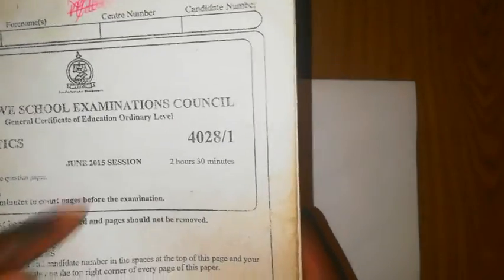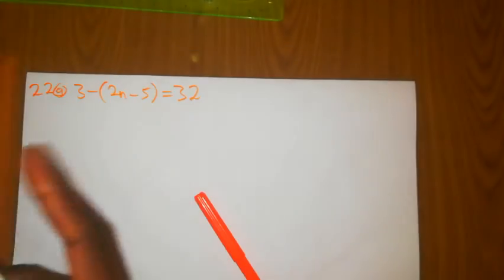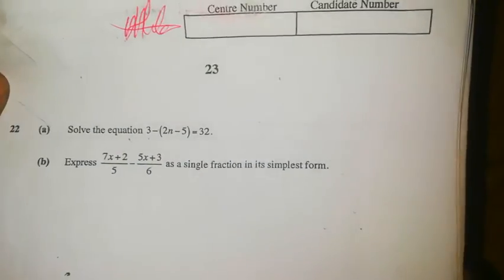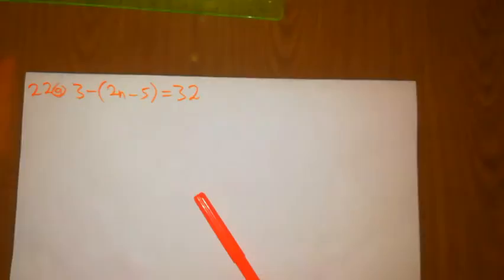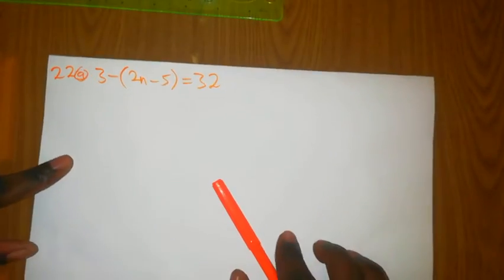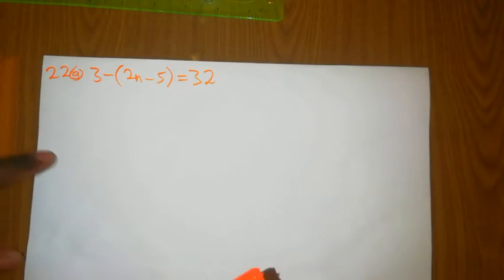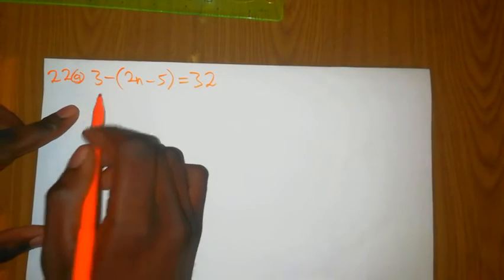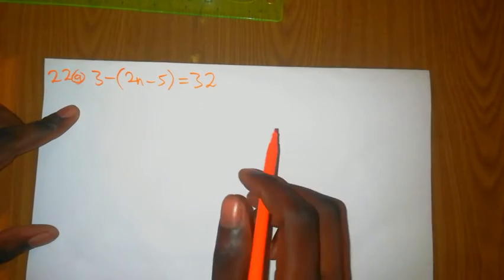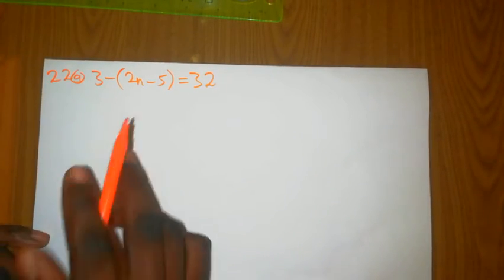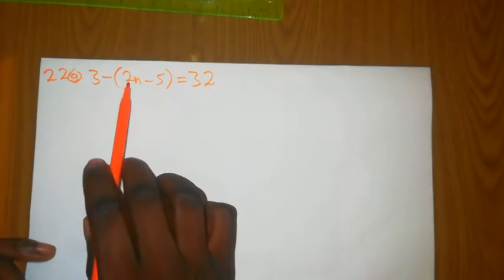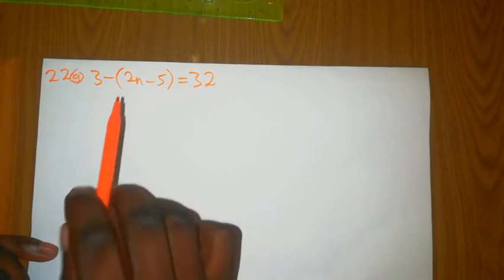So now we're doing June 2015. There is the question: solve the equation. There is our linear equation, number 22a. What you have to understand here is that this question was a bit trickier. Whenever you're opening a bracket and that bracket is preceded by a negative sign, that automatically means we have to open that bracket using a negative sign.